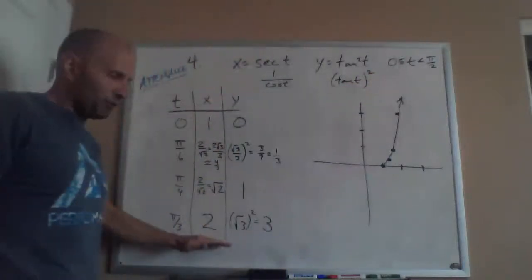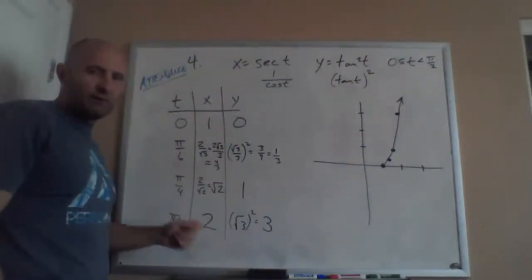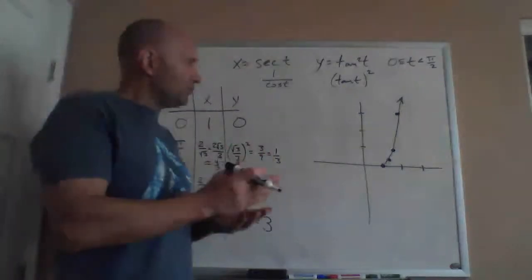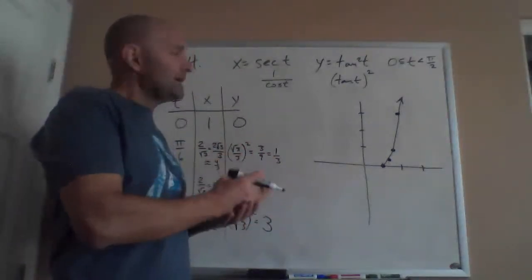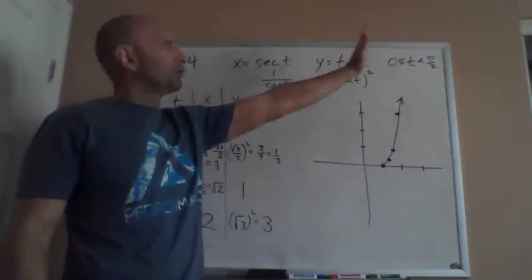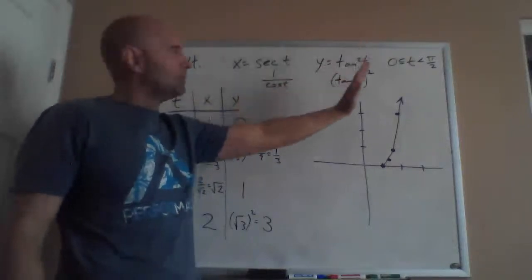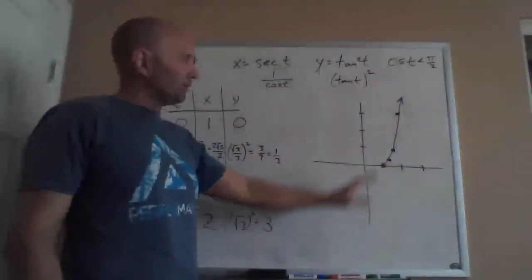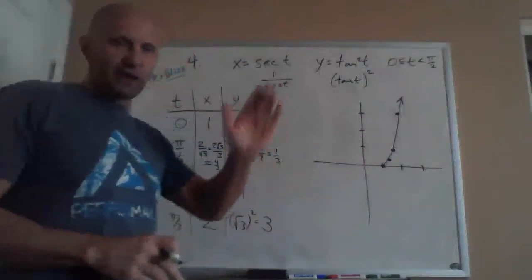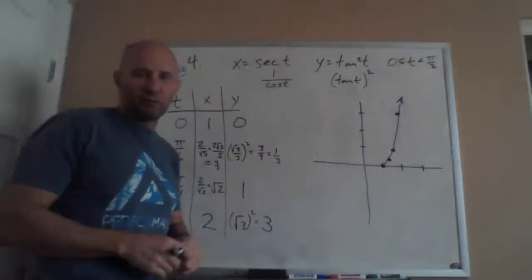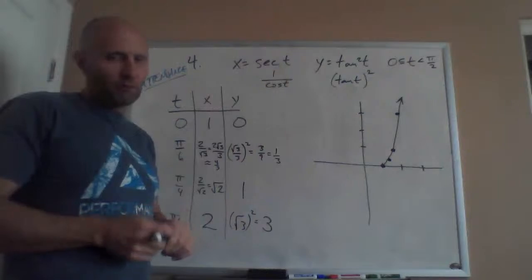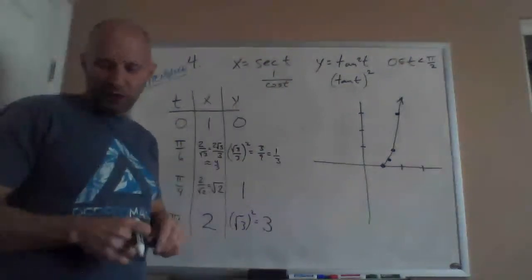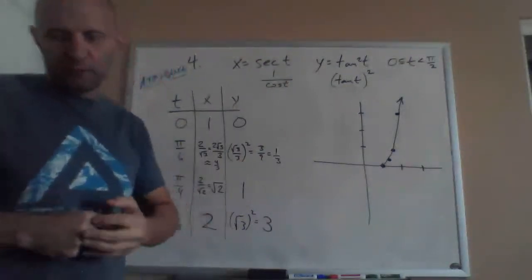Because even though our table ended here, technically we could keep picking values of theta or of t that get closer and closer and closer to pi over 2. It never hits it, but it'll go on infinitely. So that's the sketch you should have, just that right side part of the parabola. Does that make sense? Questions on that before we get into conversion?